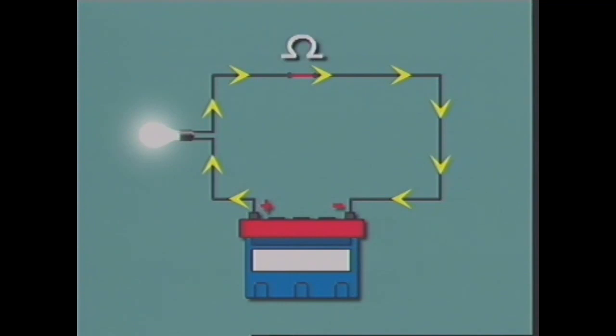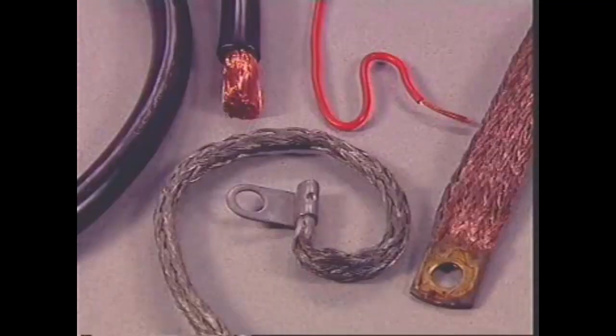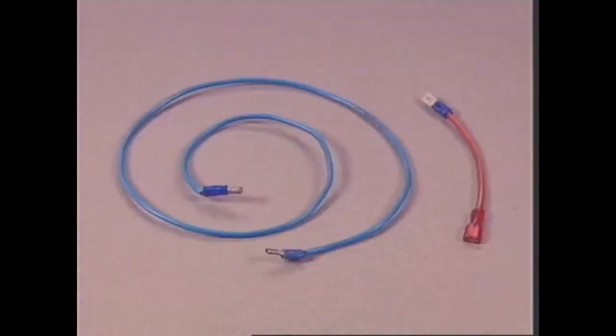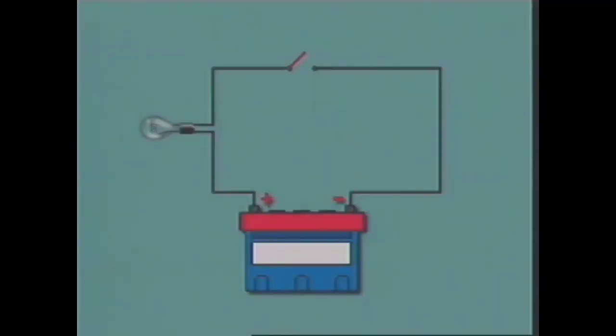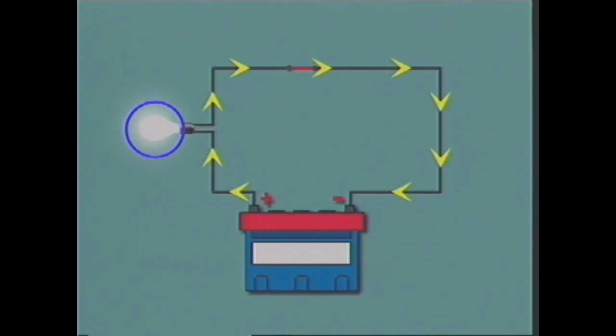All materials have resistance, even good conductors. Four factors determine the level of resistance: type of material, whether it has enough free electrons, length of the conductor. As length increases, so does resistance. Size of the conductor. The larger the conductor, the greater the amount of current it can carry. And temperature of the conductor. The higher the temperature, the harder it is for electrons to pass through it, and the higher the resistance.